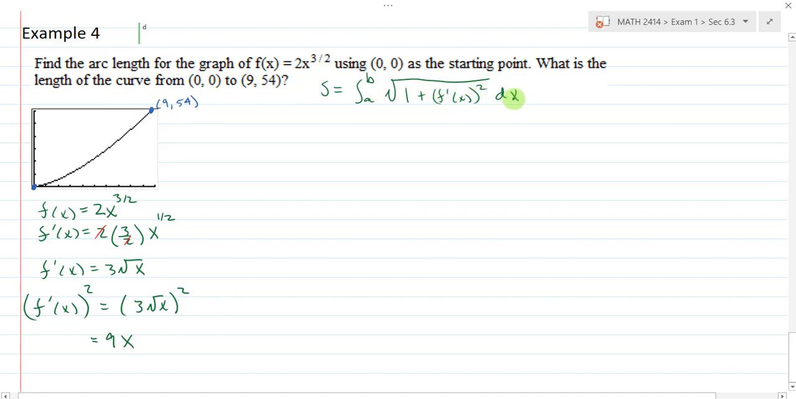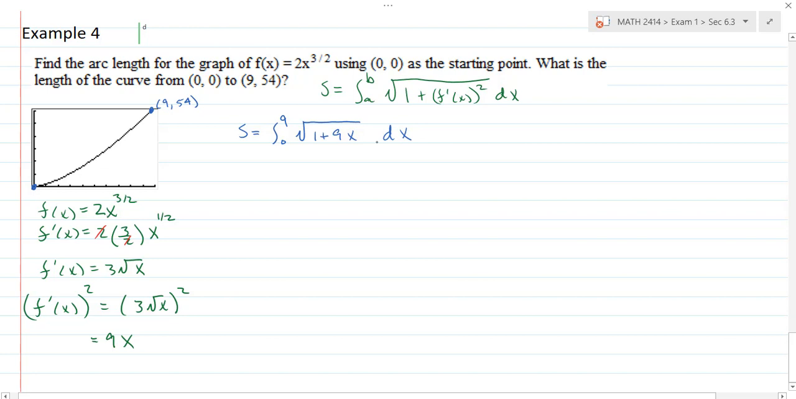Because we're integrating with respect to x, and because we found our derivative in terms of x, what are my bounds going to be on this integral when I'm looking at these 2 points, 0 and 9? Remember I said that if your variable of integration is x, your bounds will be the x values from the starting and stopping point. If our variable of integration was y, we would have used the y values. So this becomes the integral of the square root of 1 plus 9x dx.